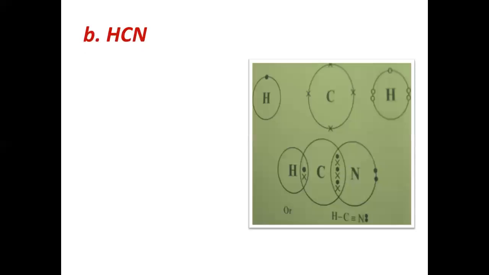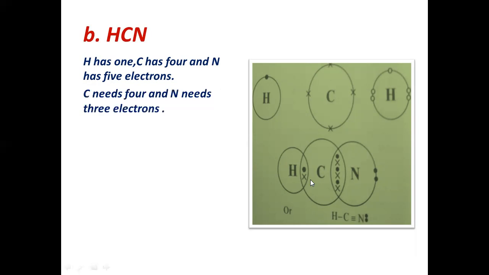The second part is hydrogen cyanide, HCN. In HCN, hydrogen has 1, carbon has 4, and nitrogen has 5 electrons, and carbon needs 4 electrons, hydrogen needs 1 electron, and nitrogen needs 3 electrons to complete its octet. So carbon is in the center.